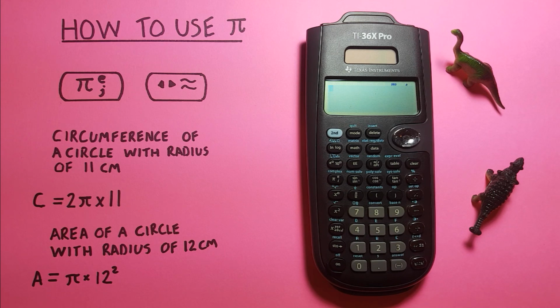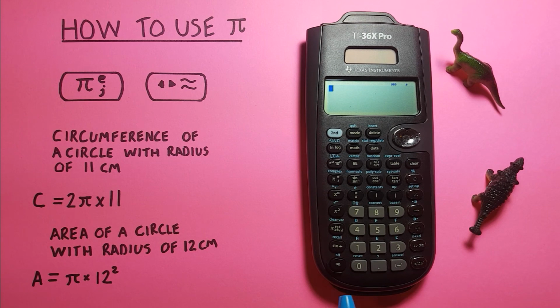Another example, we can determine the area of a circle with this key as well. So, for example, if we want to determine the area of a circle with a radius of 12 centimeters, we know our equation is pi r squared, or pi times the radius, which is 12 for this, squared.